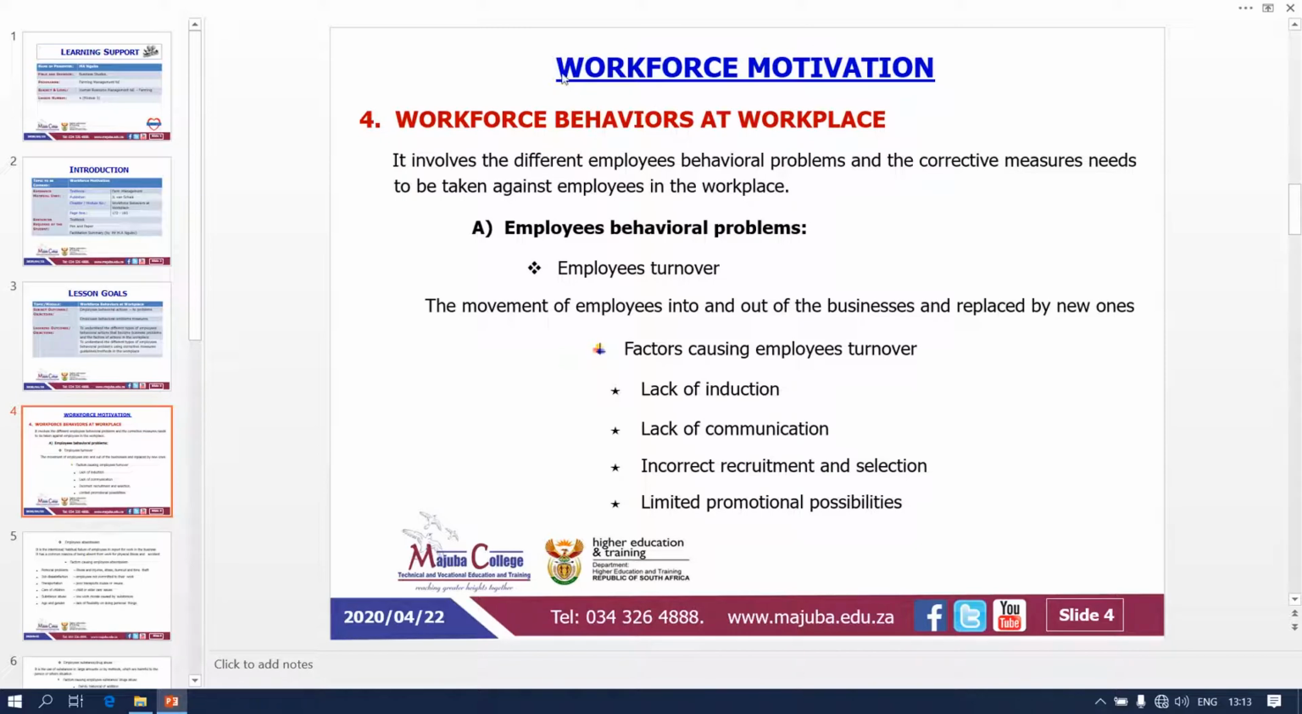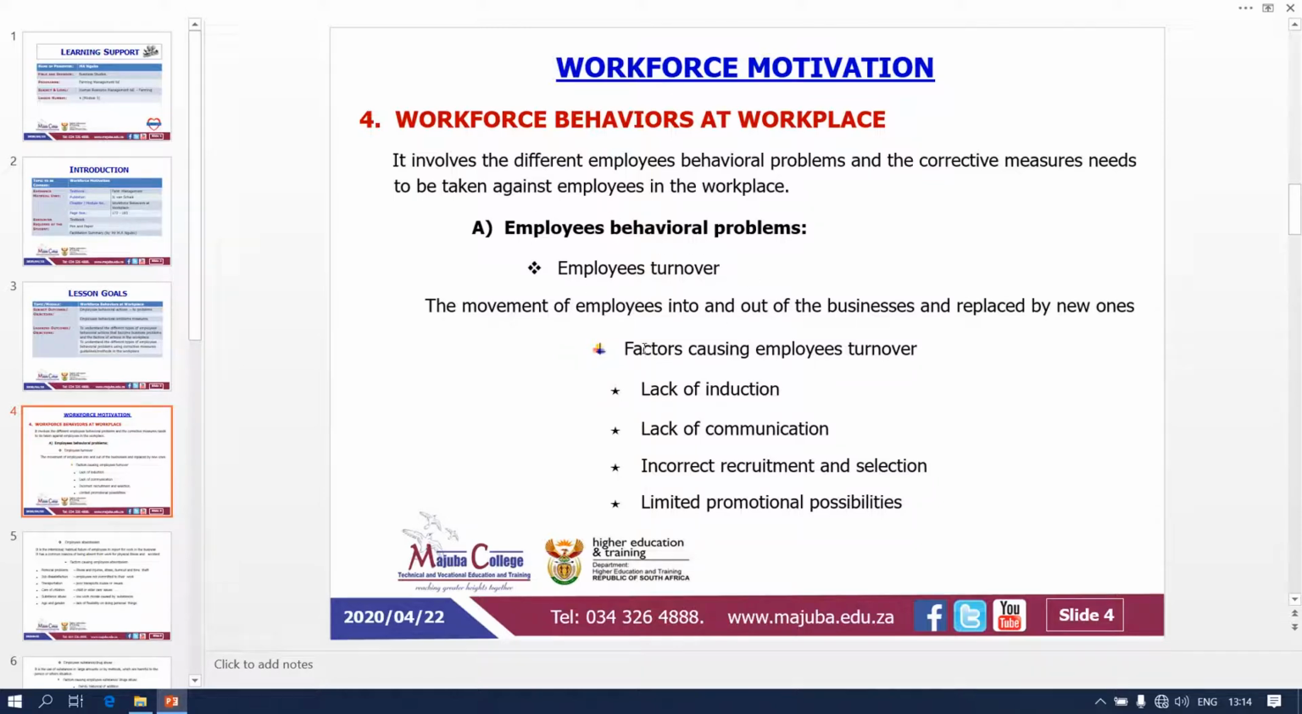Okay, as I mentioned, our topic is workforce behaviors at workplace. It involves the different employees' behavioral problems or actions, and the corrective measures that need to be taken against employees in the workplace. So we are dealing with different employees' behavioral actions that lead to a problem, and then we are going to apply the corrective measures that need to be taken against the employees with such behavioral actions.